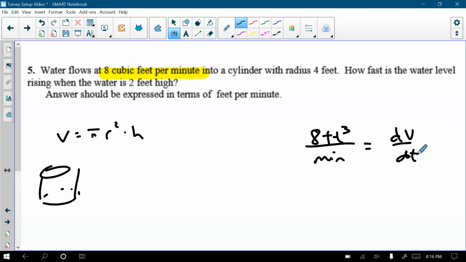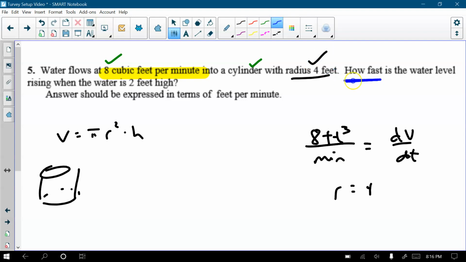Okay, now I got my cylinder parts. Let me check that off. I did this part. Water flows. Who cares? Radius is 4 feet. I may need that, but really, I'm going to have to plug that into the derivative for sure. So I'll put radius is 4 feet. Got that? How fast is the water level rising?